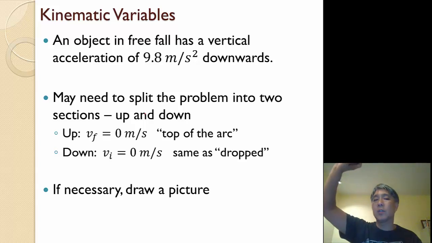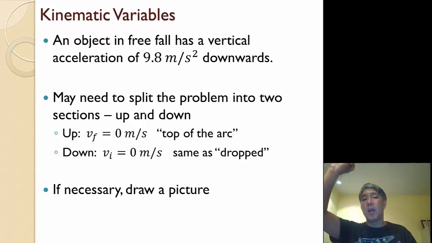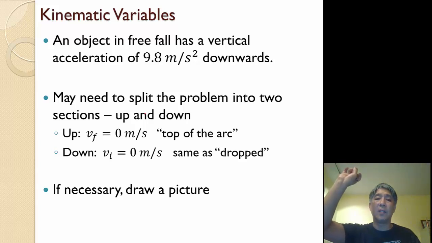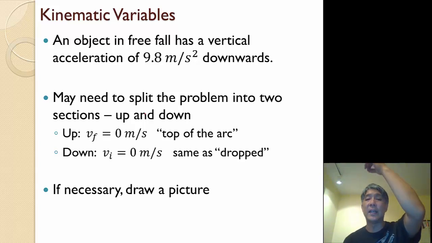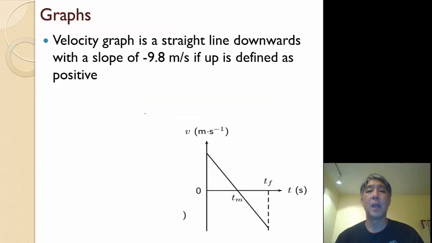As the object goes up, it slows down, slows down, slows down until it gets to that final velocity of 0, or temporarily it becomes 0 right at the top of the arc. On the way down, now I know what my initial velocity is because I start my initial velocity at 0 meters per second. This is kind of the same situation as if I dropped it from that height. And again, if necessary, draw a picture.